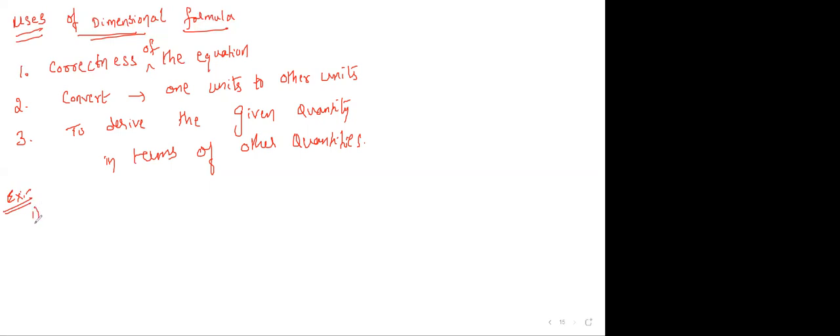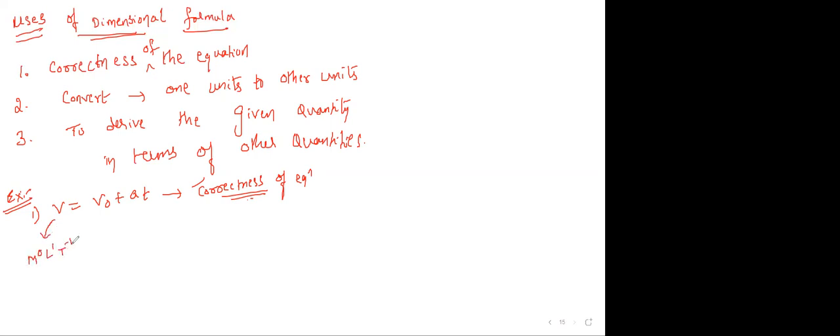If I give the equation V is equal to V naught plus AT, I will ask you to check the correctness of this equation. To check this correctness, first you write the dimensional formula for velocity.